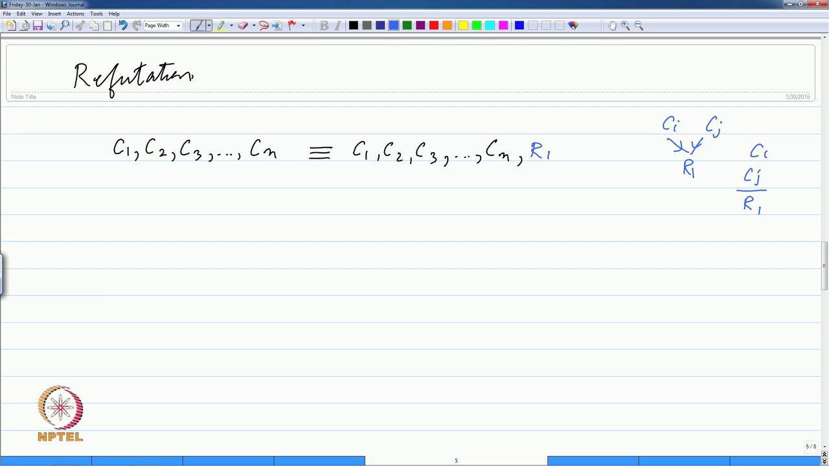So, based on the tautological equivalence that we mentioned, these 2 formulas are equivalent. Remember, these 2 are formulas written in clause form, a set of clauses. Then we can derive one more clause: C 1, C 2, C 3, up to C n, R 1, R 2, and in this fashion we can go on deriving clauses.